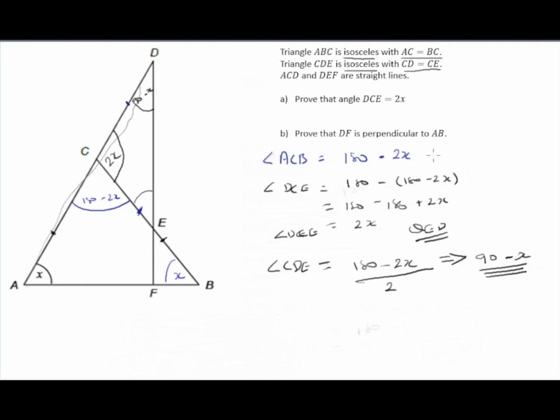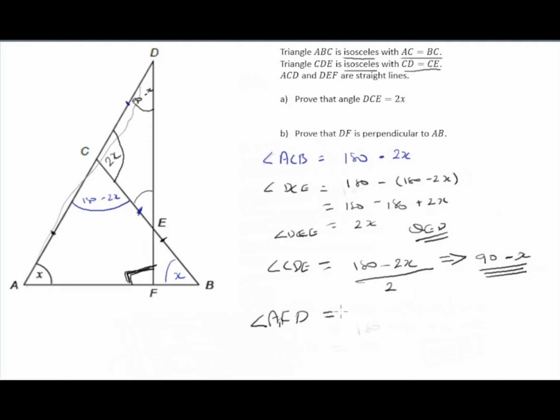Now remember, our aim is to prove that DF is perpendicular to AB. When two lines are perpendicular, they form a 90-degree angle. So we're hoping to get 90 degrees for this missing angle. We don't know this missing angle, so we're hoping that it is 90. This angle here would be AFD. So let's try and find that angle.